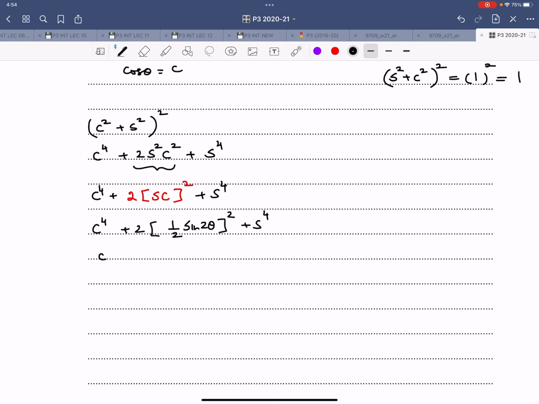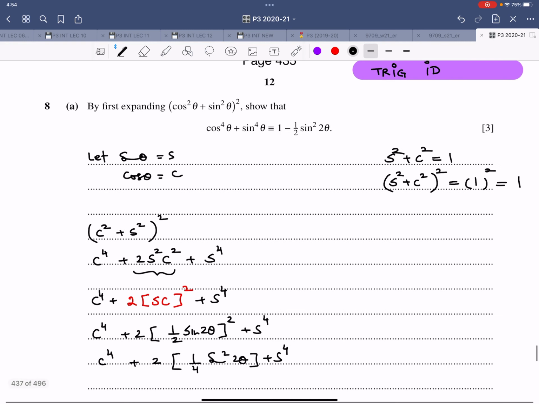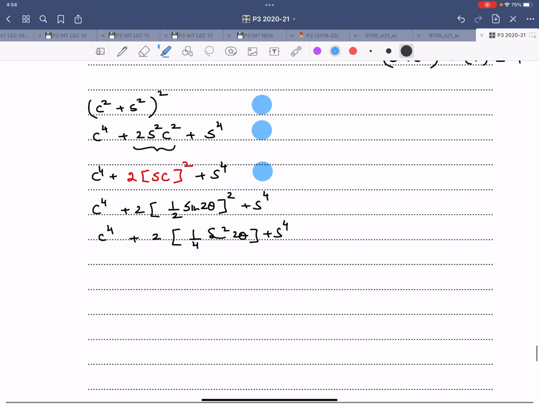c4 plus 2 multiplied with 1/4 sine square 2 theta plus s4. What is it equal to? This is equal to 1. This is equal to 1. This is equal to 1. 1 over here, 1 over here, 1 over here, because it's the same thing, whether you expand it like this or you expand it like this.